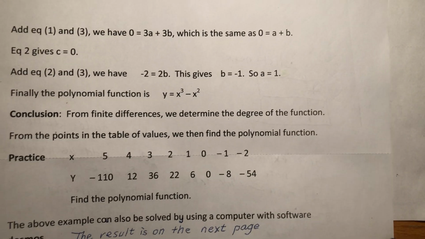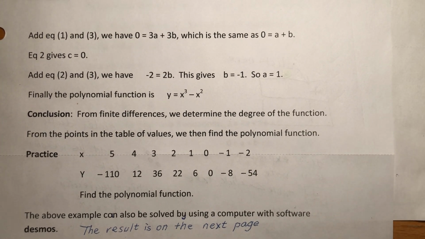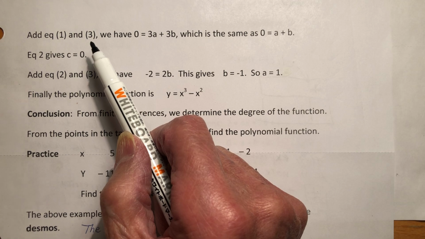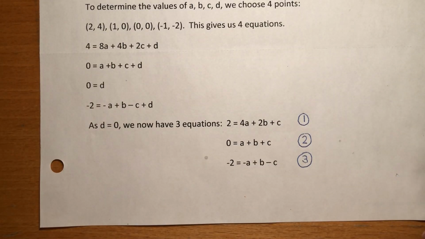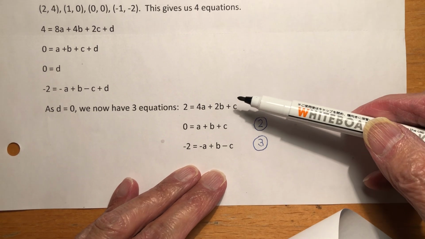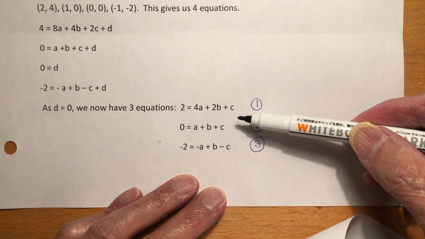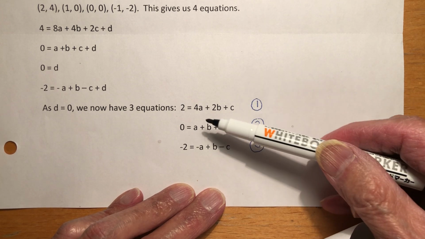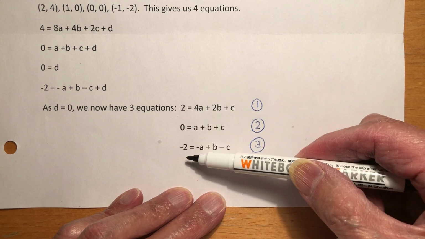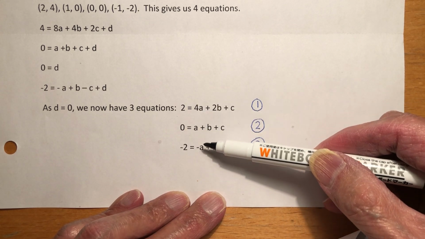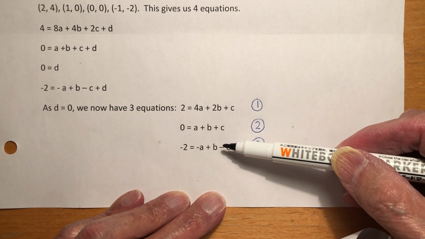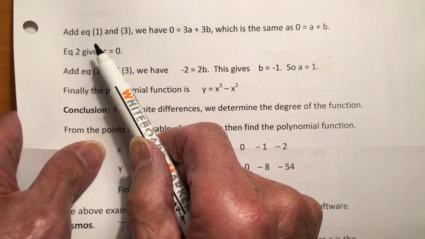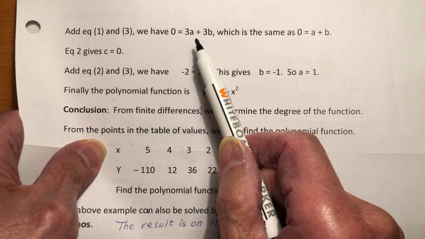So I go to next page. You add equation 1 and equation 3. You see, when you add, the positive c and negative c cancel. C is gone. And the 2 and negative 2, if you add, you get 0. And so you add the A term, add the B term. So adding equation 1 and equation 3, you have this equation.